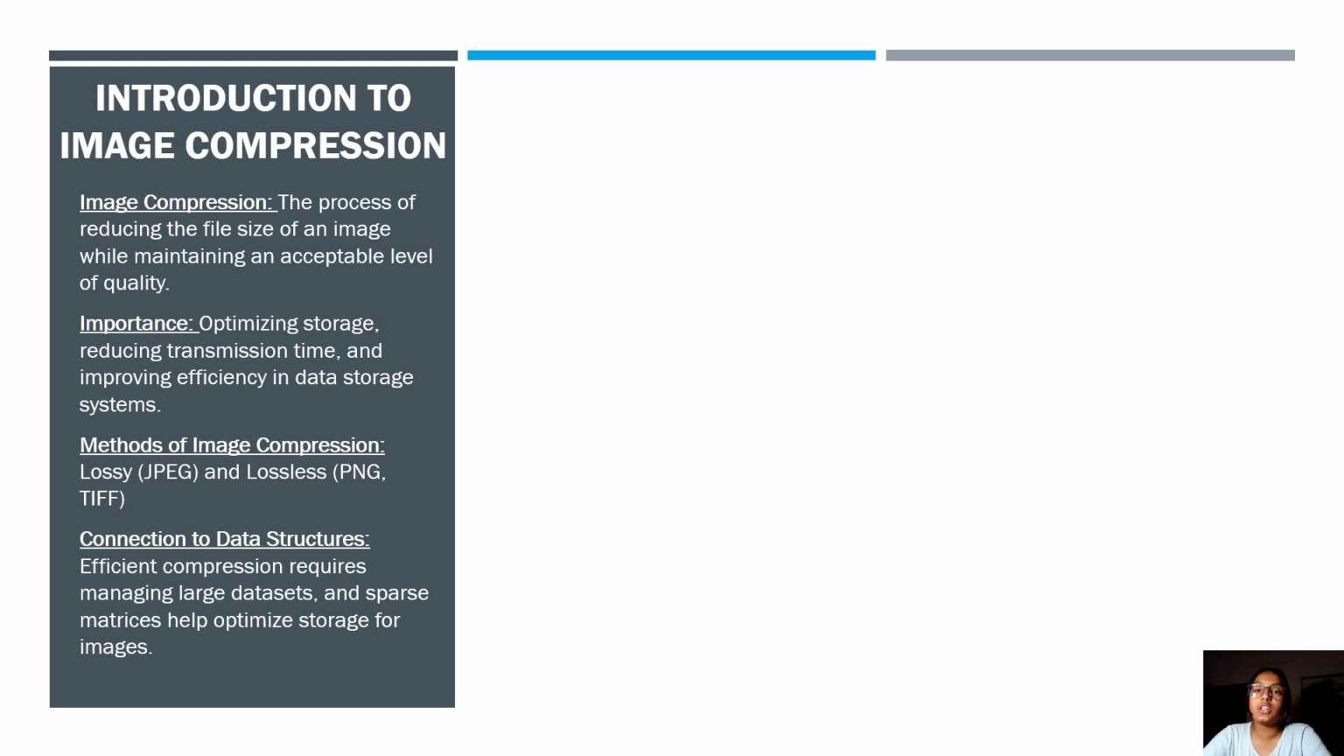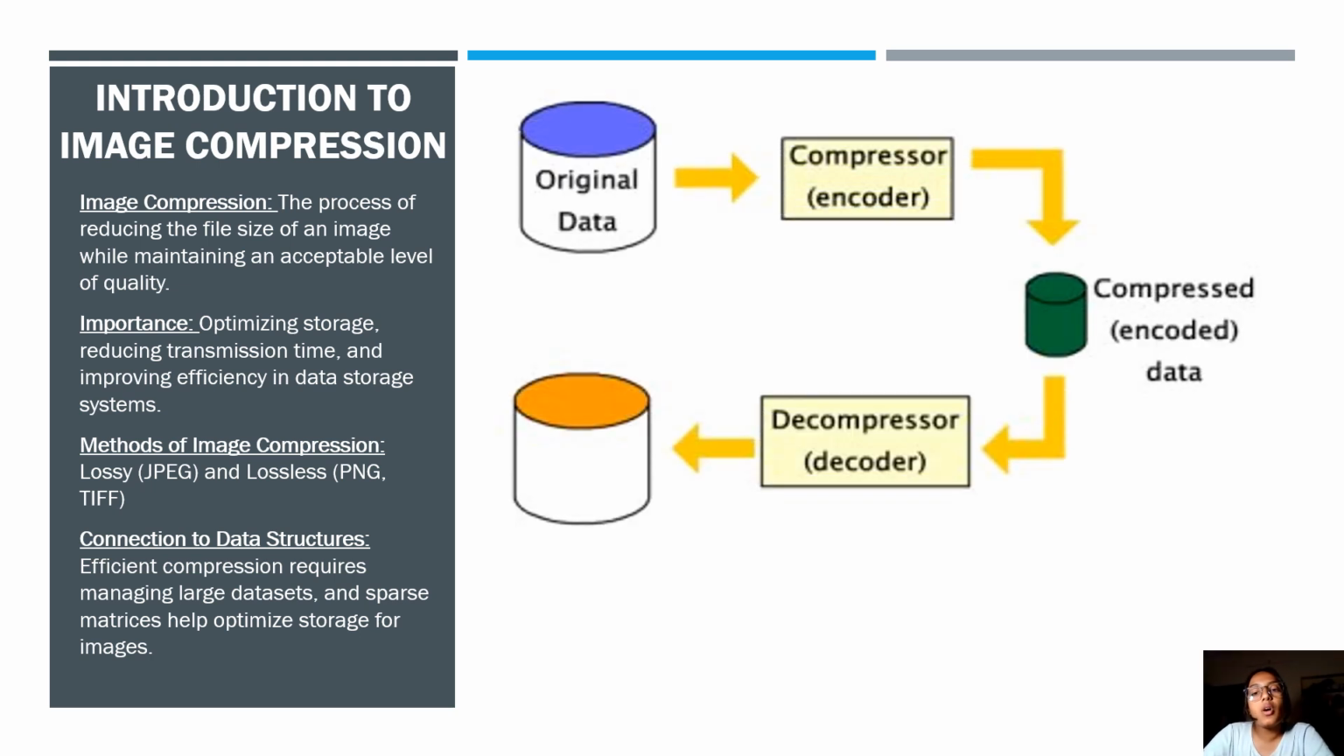And the connection to data structures is that when we have to compress an image efficiently, we use different types of data sets, and to maintain this large amount of data we usually use a sparse matrix to optimize the storage for these images. We have a simple block diagram of how the compression works. The original data is compressed using the encoder, and then the compressed data is decoded using the decompressor, and this is basically how this whole system works.